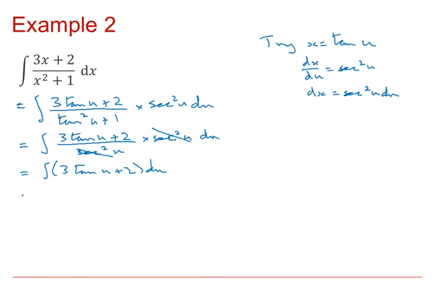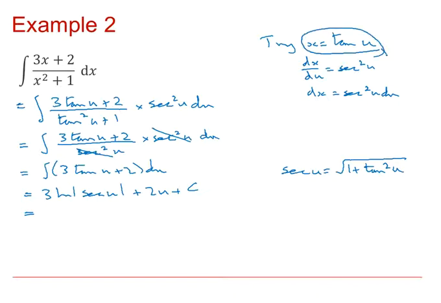Now this is an integral that we can quote the result to. If you integrate tan u, you get ln of the modulus of sec u. Integrate 2 is obviously 2u. Now the problem we've got is we need now to be able to substitute back for x. So now I'm going to use the fact that sec u is the square root of 1 plus tan squared u, and then I can reintroduce x where it says tan u.